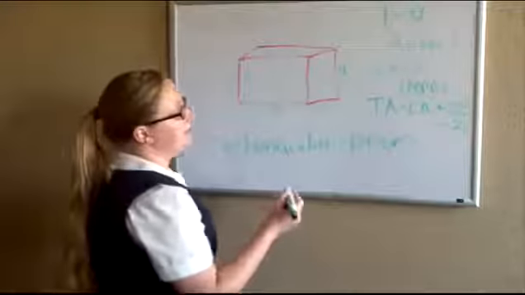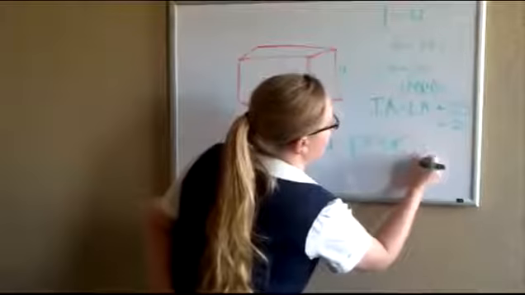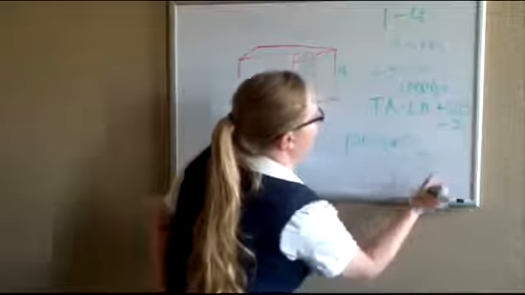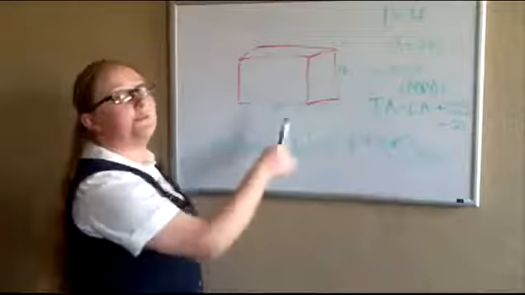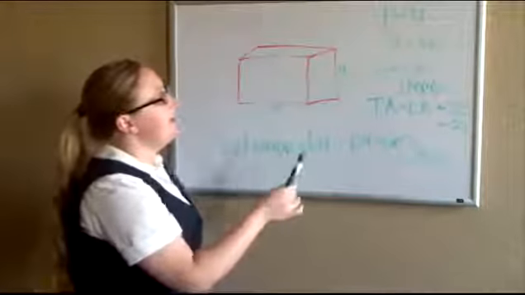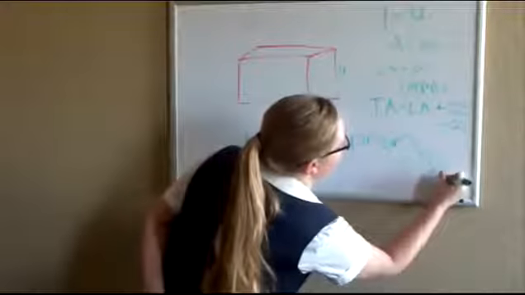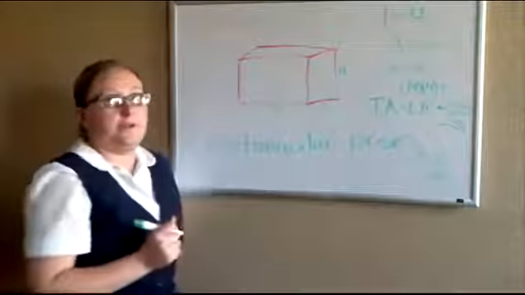Volume is the same thing. Volume equals the area of the base times the height. And we already know the area of the base, again, from the first problem, 10, and the height is 4. So your volume would equal 10 times 4.